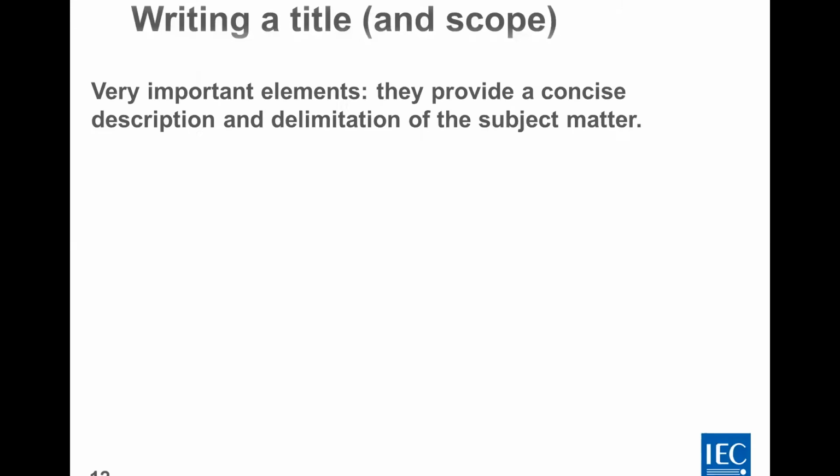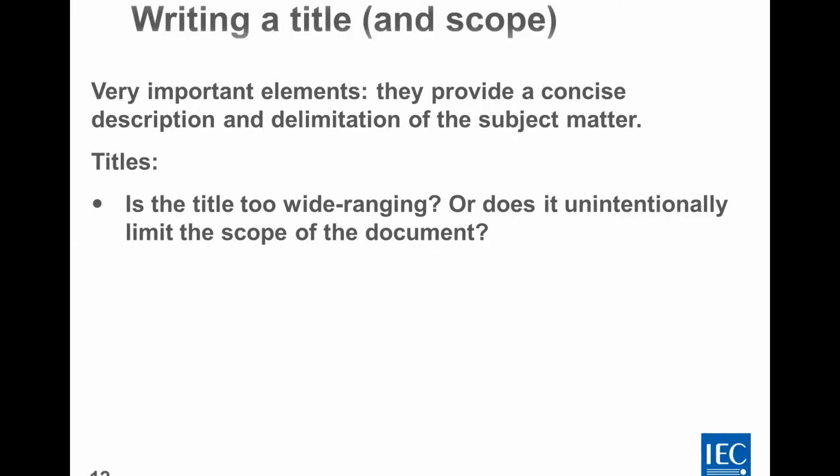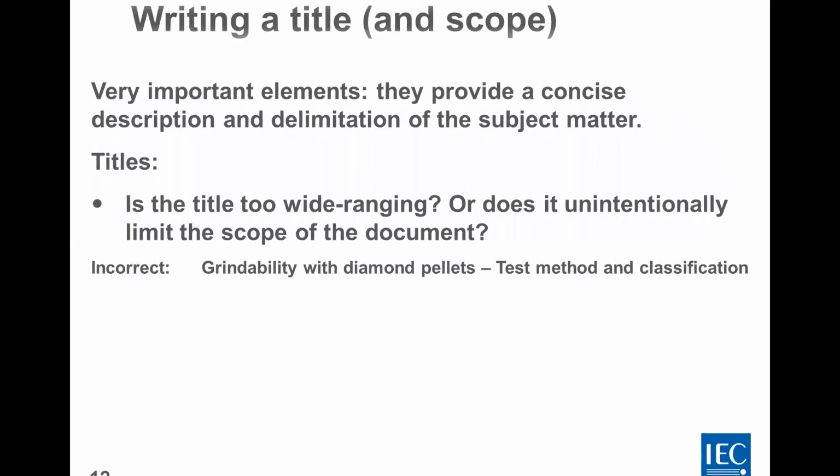So one of the first things you're going to have to do when you start writing a standard is to write its title and scope. This might seem trivial because it's not necessarily part of the hard and fast technical content, but it is very important because the title and the scope provide a concise description and delimitation of the subject matter. If we look at titles, we have to ask ourselves, when I write a title, is the title that I've written too wide-ranging, or conversely, does it unintentionally limit the scope of the document? Let's have a look at an example, which is a real-world example.